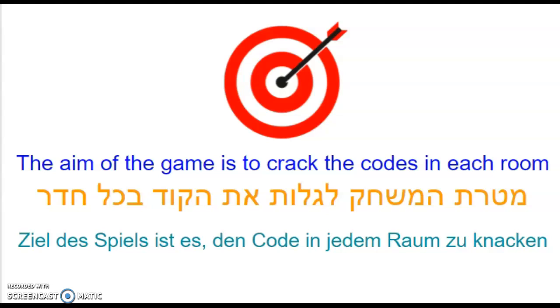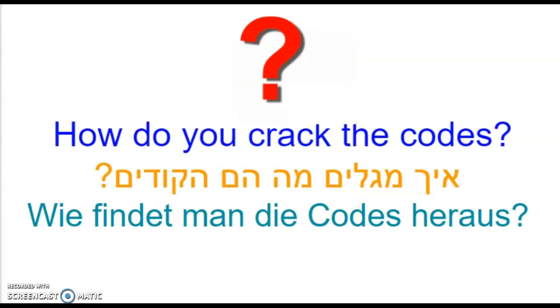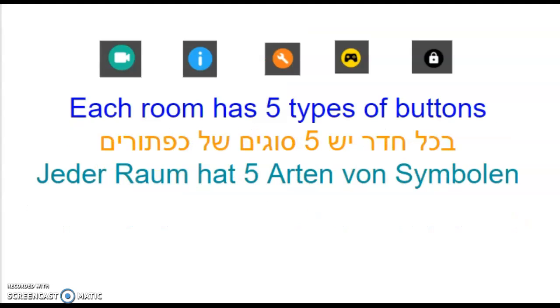The aim of escape rooms is to crack the codes in each room. But how do you do this? How do you crack the codes? It's actually very simple. Each room has 5 different buttons. A video button, an eye or information button, a spanner button or a practice button, a gaming button, and a lock.